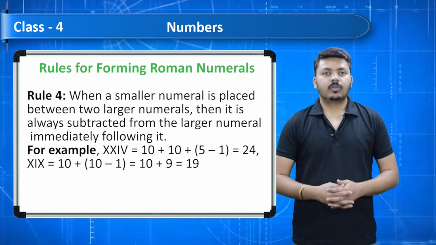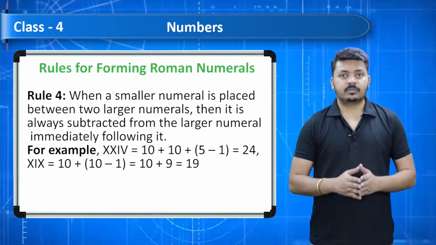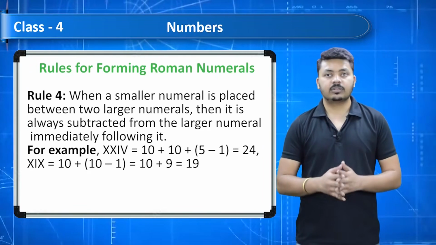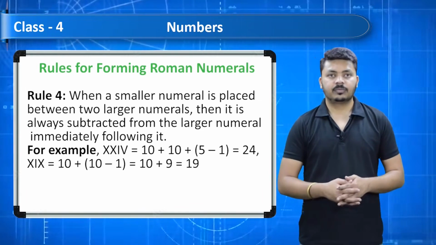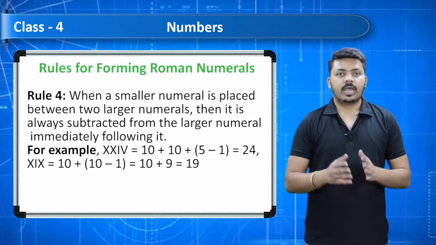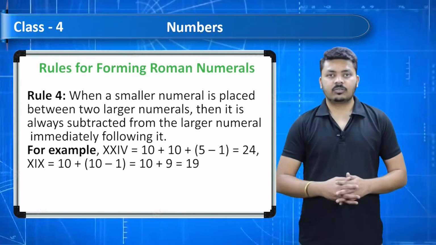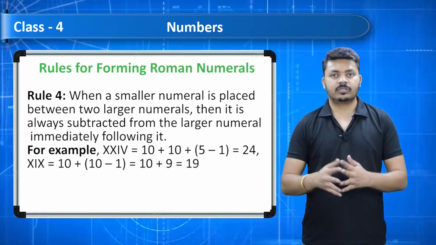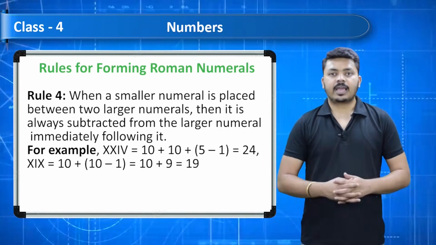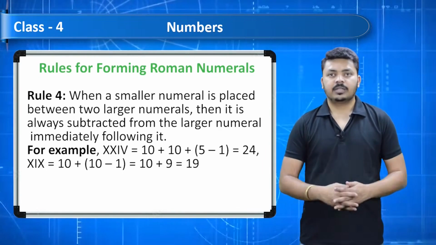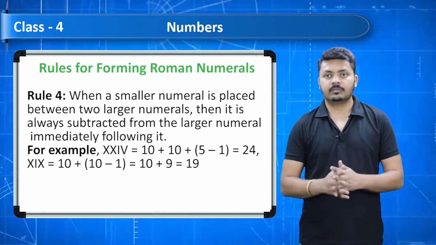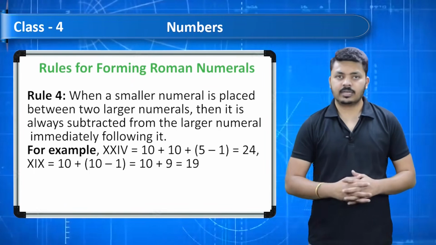Rule 4. When a smaller numeral is placed between two larger numerals, then it is always subtracted from the larger numeral immediately following it. For example, XXIV is equal to 10 plus 10 plus (5 minus 1) equals 24. XIX is equal to 10 plus (10 minus 1), which is 10 plus 9, equals 19.